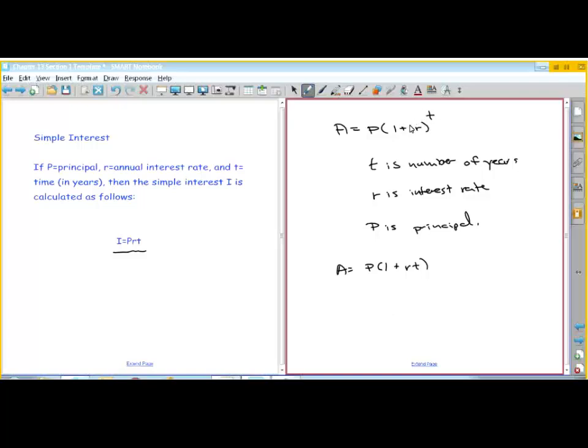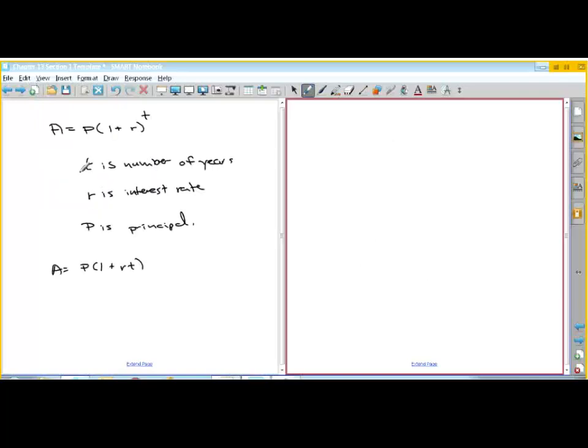Because you don't have the exponent, you don't get the benefit of each year getting credit for the amount you earn after each year. Let's look at an example with the two cases, with and without compounding. This is with compounding, this is without compounding. Let's say we start off with $3,000, and our interest rate is 5%, which the decimal equivalent would be 0.05. And t is 4 years.